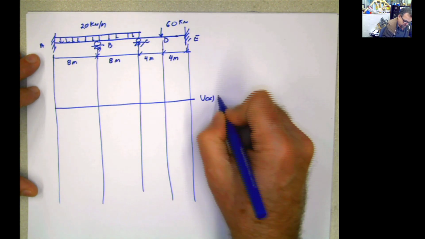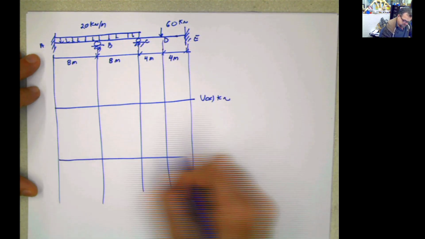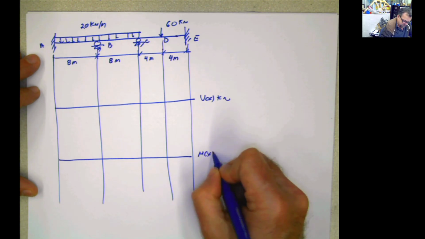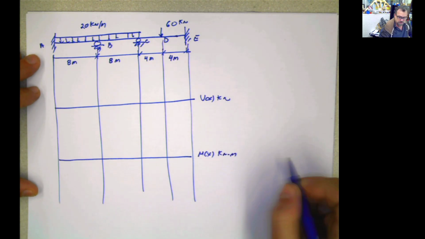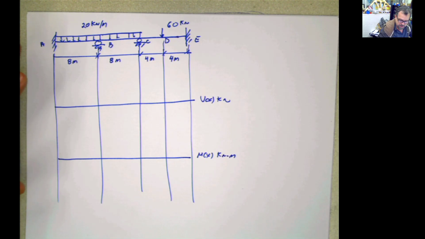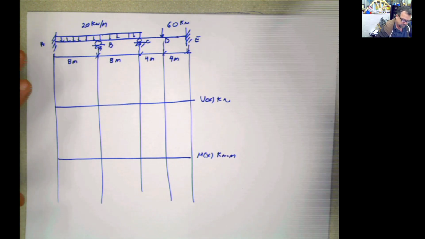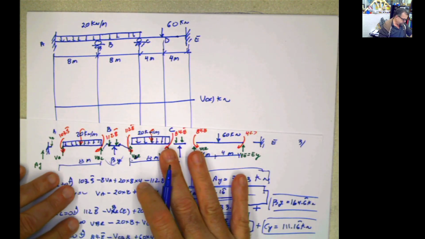Shear, kilonewton. Moment diagram, kilonewton meter. There you go. And this is all we need to do this drawing.